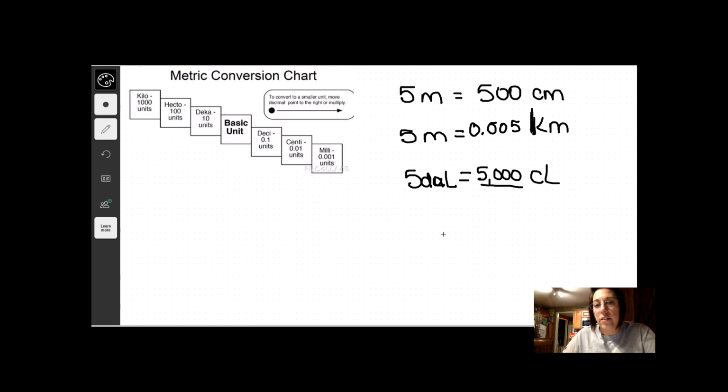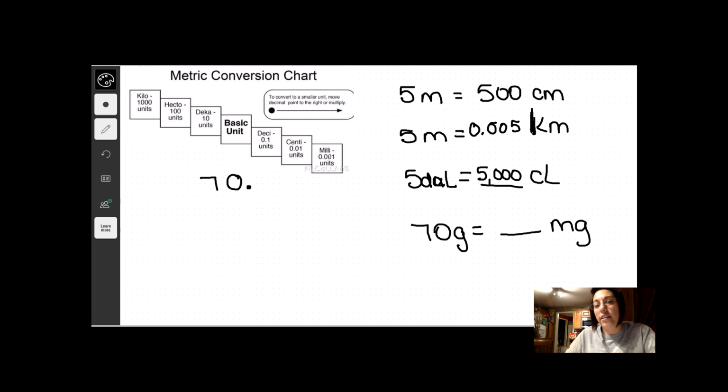Okay, so let's look at 70 grams. And I want to know how many milligrams that's going to be. Well, I have 70 grams. Knowing place value, we have to put a 7 in the decagrams and our 0 in our base units. That makes 70 grams.